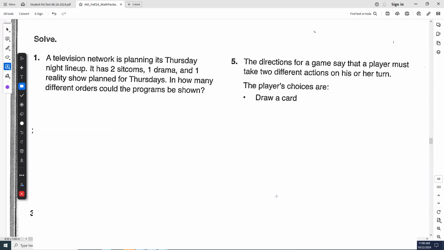So a television network is planning its Thursday night lineup. It has 2 sitcoms, 1 drama, and 1 reality show planned for Thursdays. In how many different orders could the programs be shown? Okay. So we have 4 different shows.